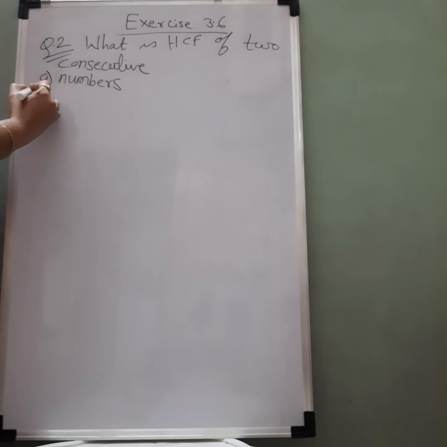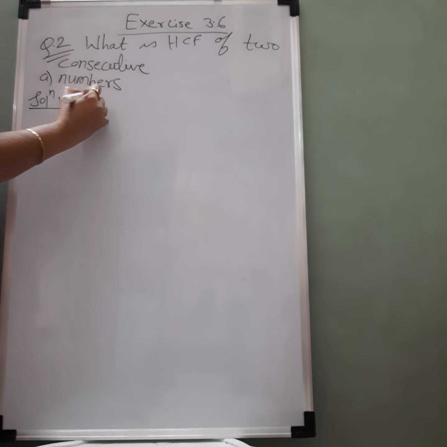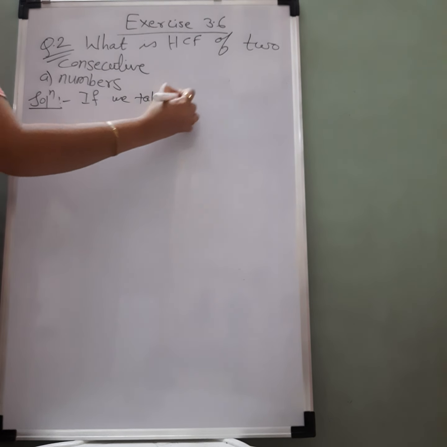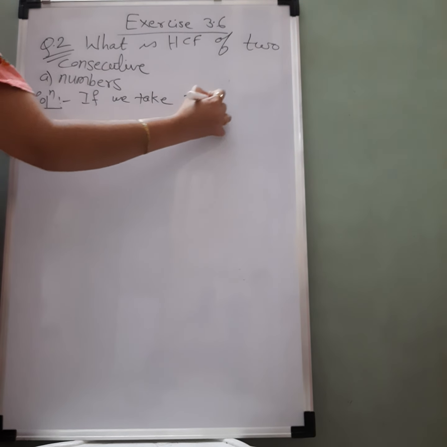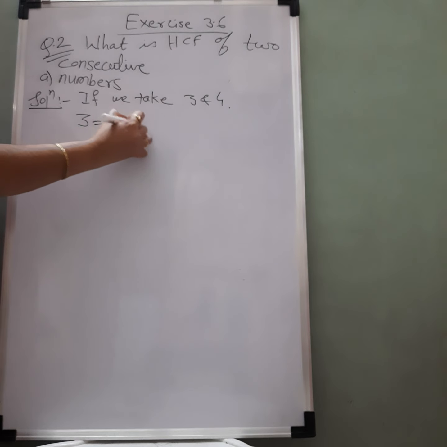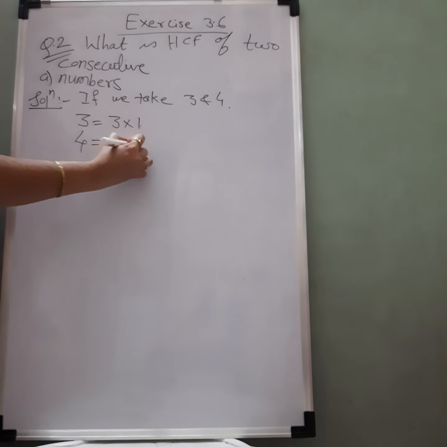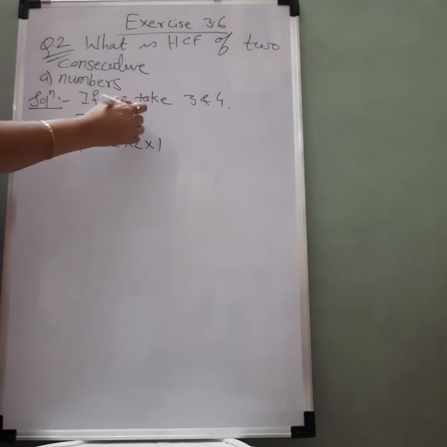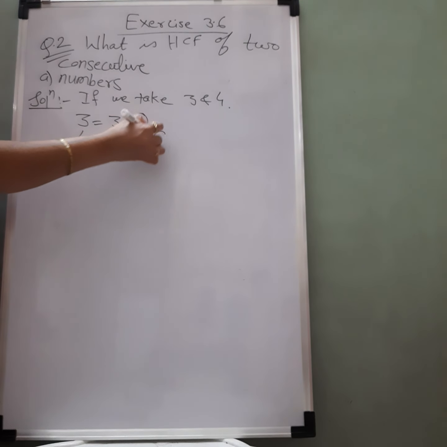So if we take the consecutive numbers 3 and 4, then what are the factors of 3? Prime factorization of 3 is 3 into 1. Now what is the prime factorization of 4? That is 2 into 2 into 1. So in this case, which is the common factor? Here only 1 is the common factor.